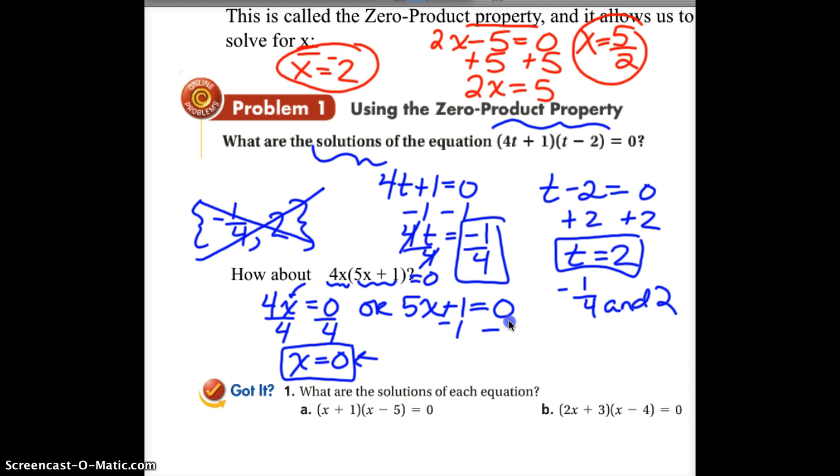Over here, I'd subtract 1, and I get 5x is equal to -1. I divide by 5, and get x is equal to -1/5. And I have 2 solutions.